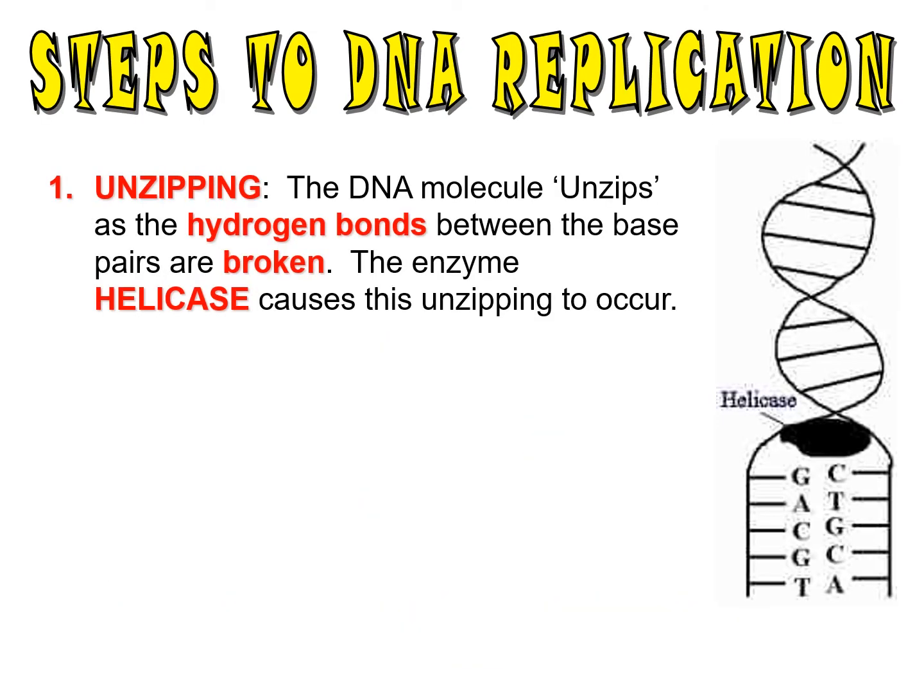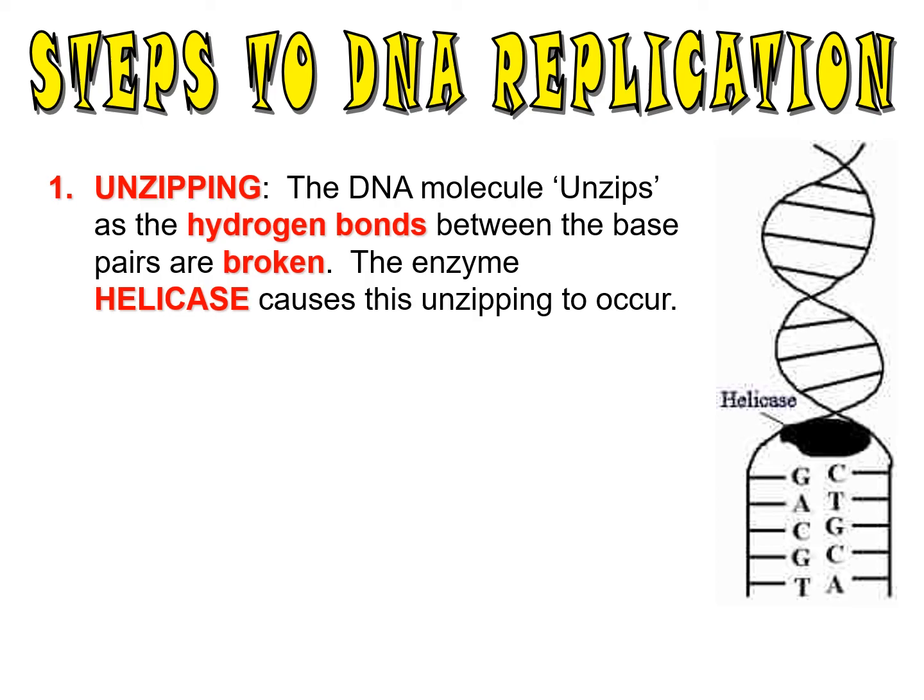Steps to DNA replication. So, nandito na yung sa activity ninyo. That's activity 2A. Okay? Now, the first step for DNA replication is unzipping. So, paano nga ba nagsisimula yung DNA replication? DNA replication starts with the unzipping process of the DNA strand. Okay? So, the DNA molecule unzips as hydrogen bonds between the base pairs are broken. So, katulad ng nasa picture na yan. So, the DNA unzips and breaks the hydrogen bonds between the two pairs of nitrogenous bases. The enzyme helicase then causes this unzipping to occur.